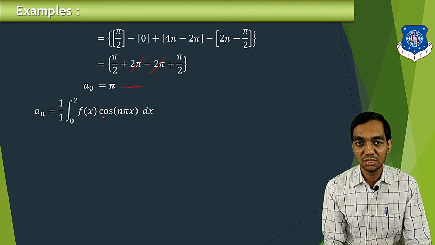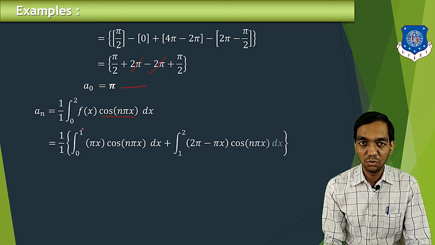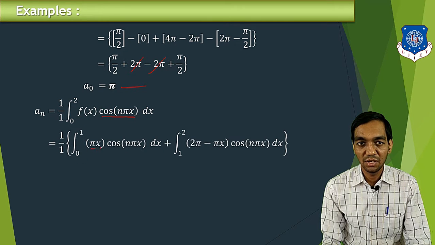L has a value 1, so it is cos n pi x dx. Now again break your integration in two parts. From 0 to 1 the function has a value pi x, and from 1 to 2 the function has a value 2 pi minus pi x. Correct? Now using integration by parts.